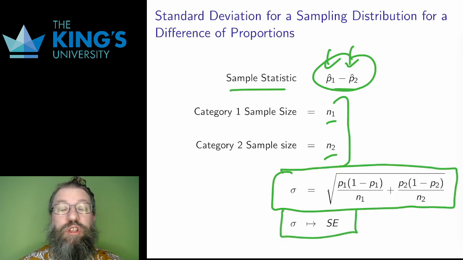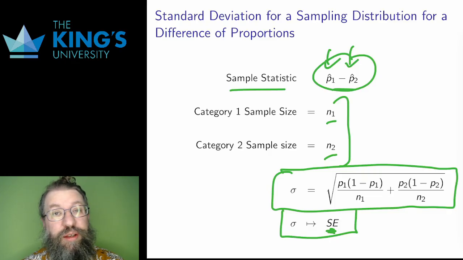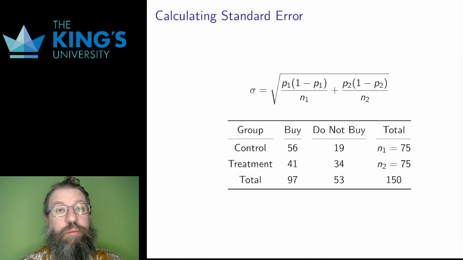Lastly, standard deviation in this particular context, that is for a sampling distribution, is also sometimes called standard error. Multiple terms is annoying and confusing, but we are stuck with them. And sometimes this standard error is written SE instead of the more general sigma. All right, that's the theory. Let's calculate for this example.